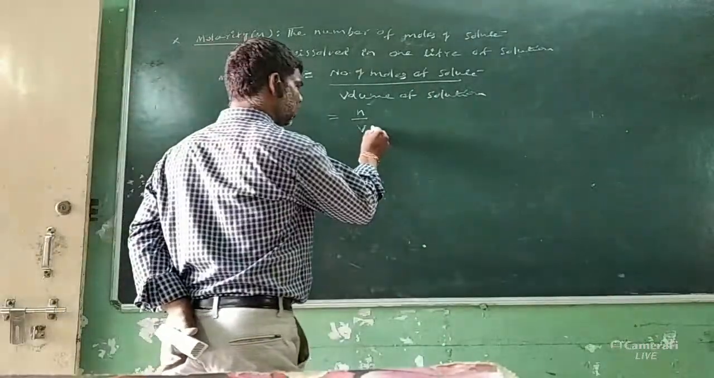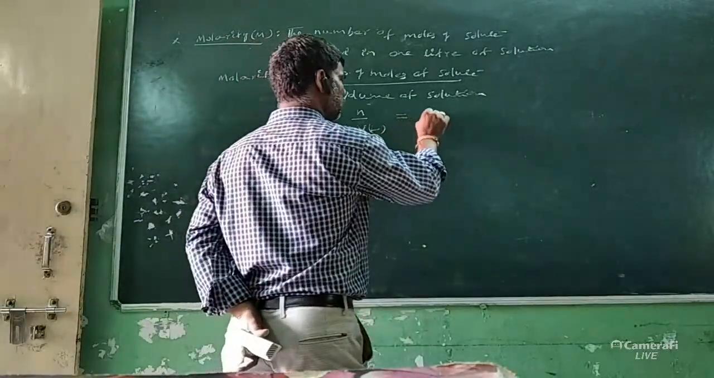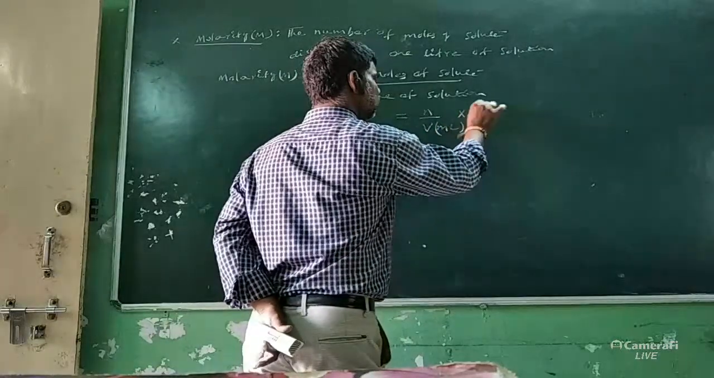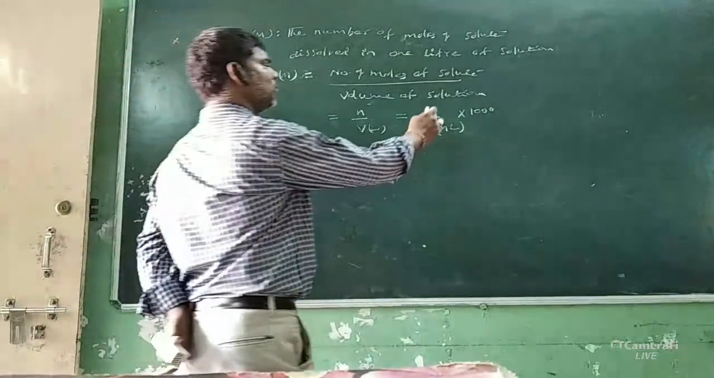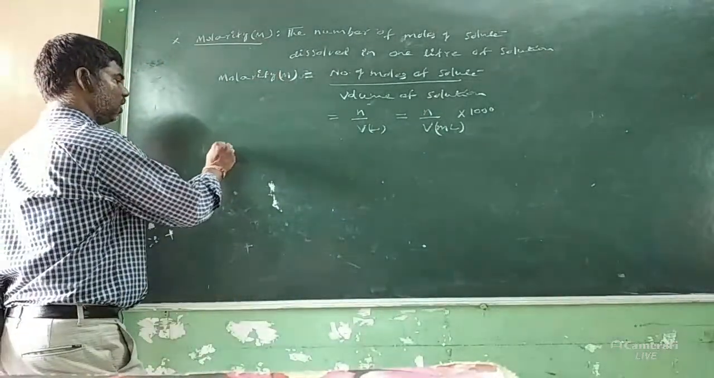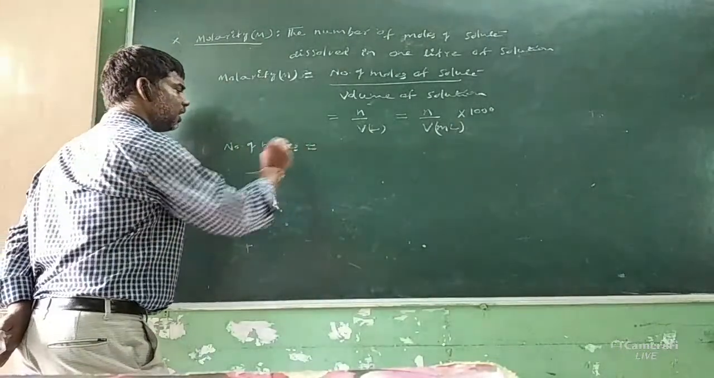Suppose we want to represent the number of moles by volume in the same form. If the volume is in ml, it is multiplied by 1000. And yesterday we explained how to calculate the number of moles.